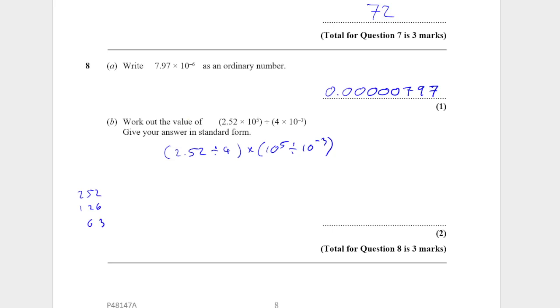So I'm looking at 0.63 as my number part, times by 10 to the, and then when we divide, we subtract the power. So 5 minus 3 becomes to the 8. Then we would need to convert that to be in standard form. So 6.3 times 10 to the, and we need to go one less, so to the power 7. So 6.3 times 10 to the power 7.